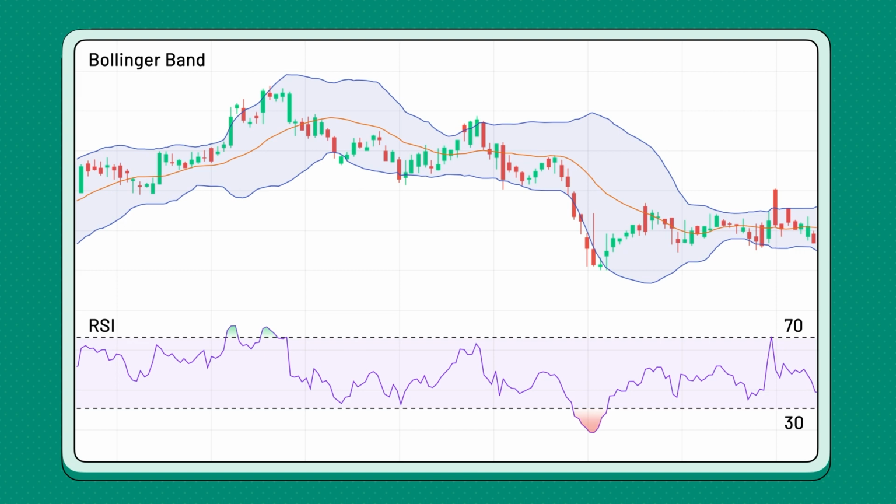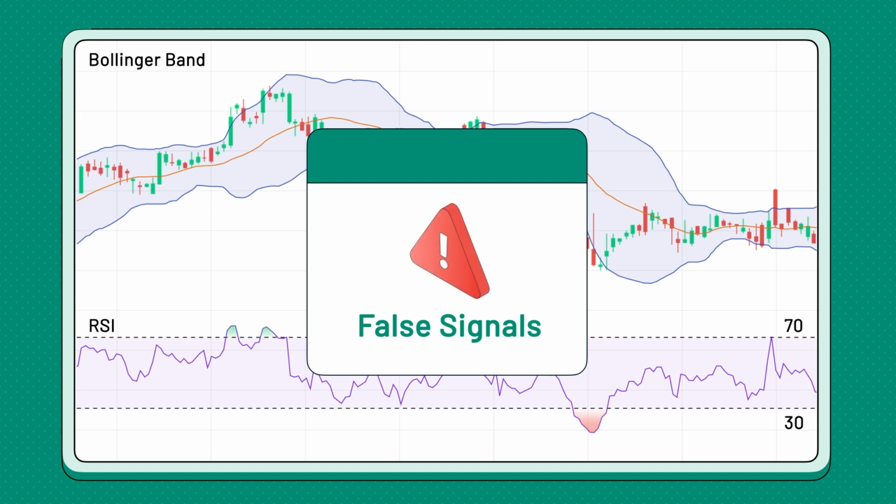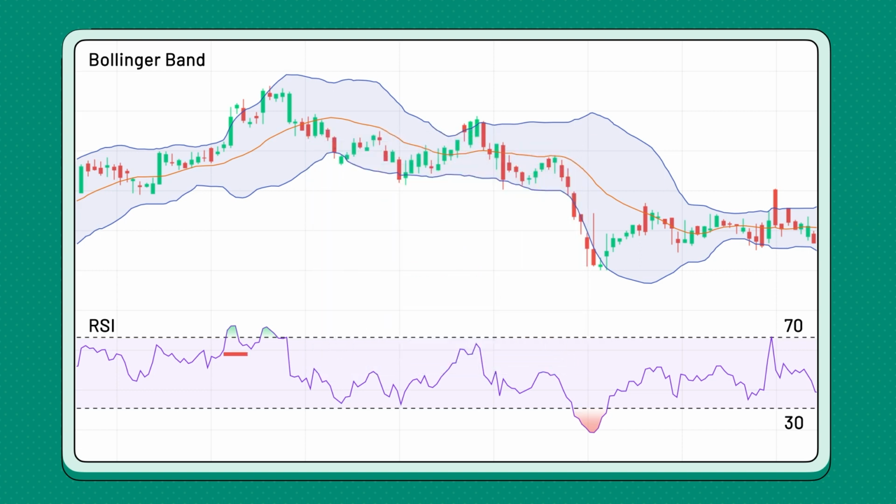It's easy, right? But it will work much better with the help from RSI. Sometimes there are false signals given from Bollinger Bands too. So when RSI hits the extreme value, that's when you get more surety to open a trade.